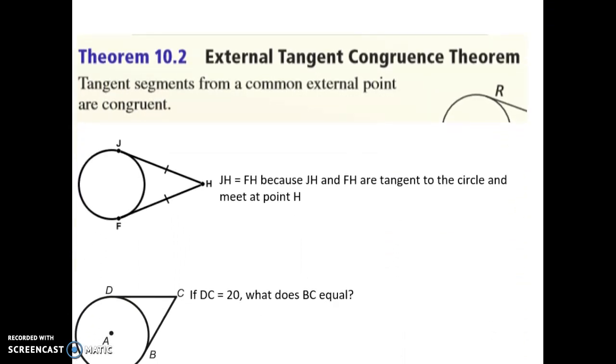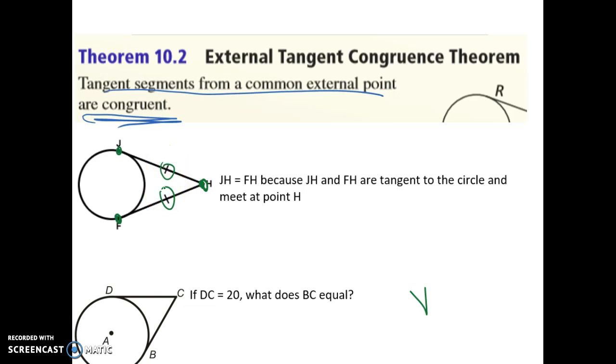The next rule about tangents is the external tangent congruence theorem. It basically says that tangent segments from a common external point are congruent. So basically, if you have two tangent lines, remember a tangent line just touches the circle in one spot, if you have two tangent lines that meet at the same point, that means those two tangent segments have to be the same.